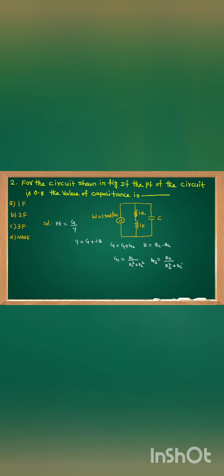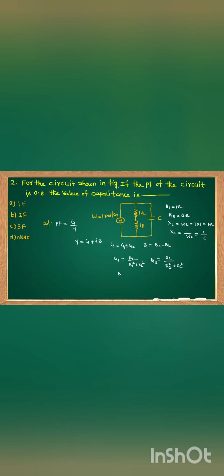But what is R2 here? R1 is 1 ohm, R2 is 0. XL equal to omega L, omega is 1 radian per second, so that is 1 ohm. You have to find C. XC equal to 1 by omega C, omega is 1, so you substitute XC equal to 1 by C.